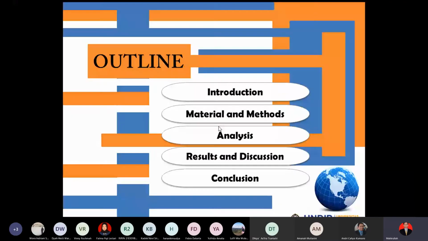Introduction, material and methods, analysis, research and discussion, conclusion.